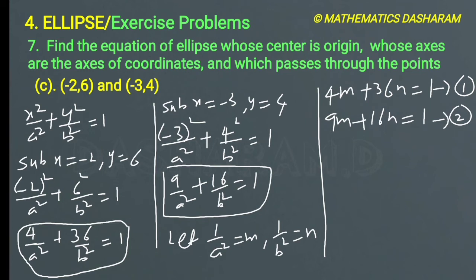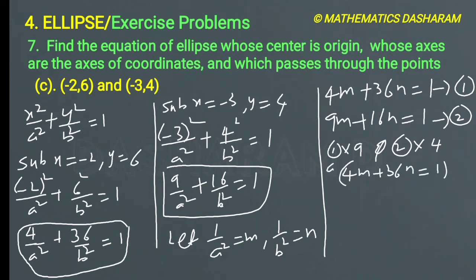Let's eliminate either the variable m or n from both equations. I am going to eliminate the variable m. That is why equation 1 is multiplied by 9 and equation 2 is multiplied by 4. Equation 1 is 4m plus 36n equals 1, multiplied by 9: 9 4s are 36m, 9 into 36 is 324n, 9 into 1 is 9.